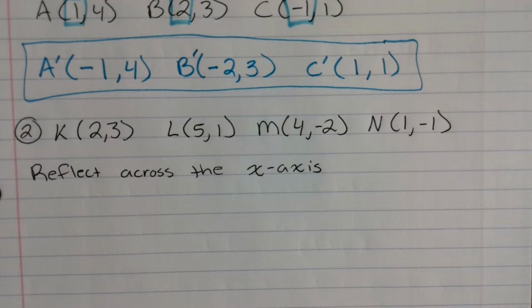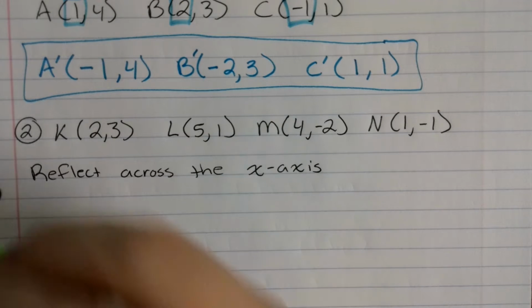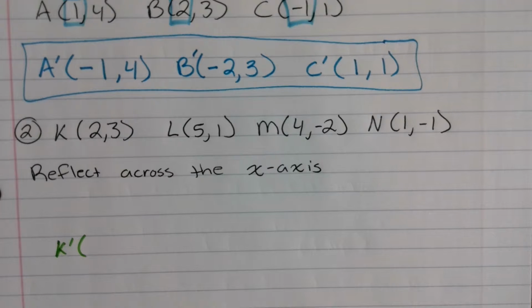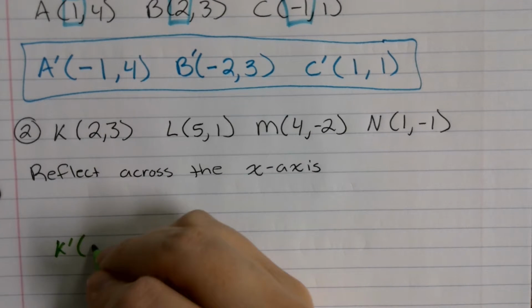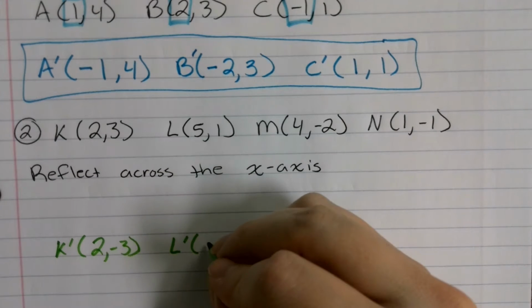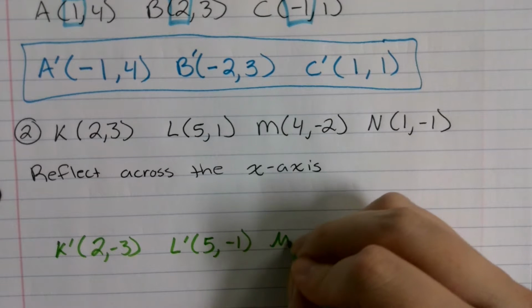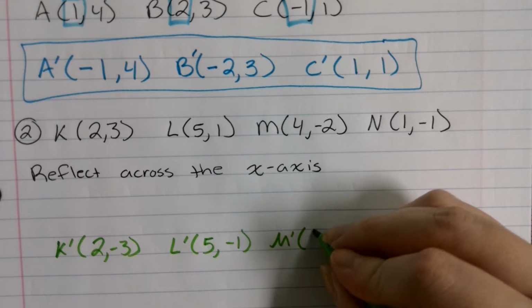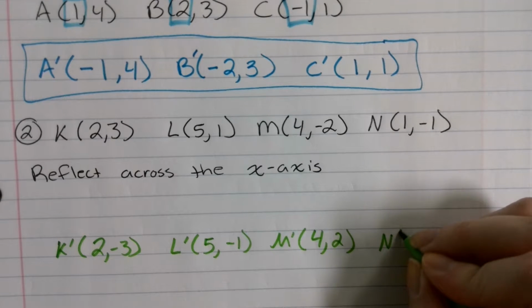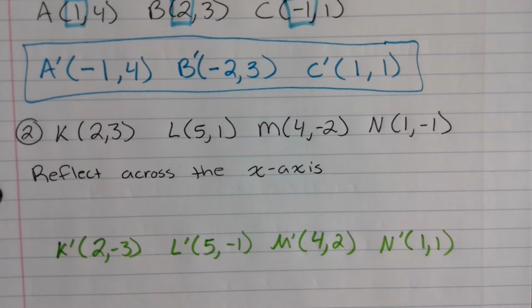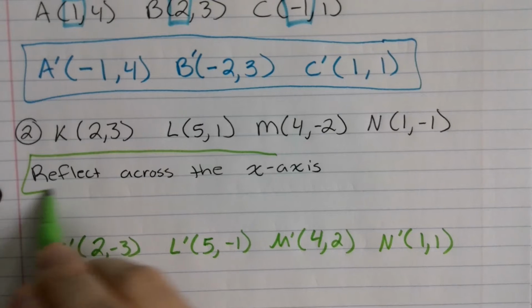Okay? All right. Let's go ahead and identify what the values are going to become. So who can tell me what is K prime now going to be? Skylar? 2, -3. What is L prime going to be? Chelsea? 5, -1. M prime is going to be what? Austin? 4, 2. And then N prime is now going to be what? Alicia? 1, 1.